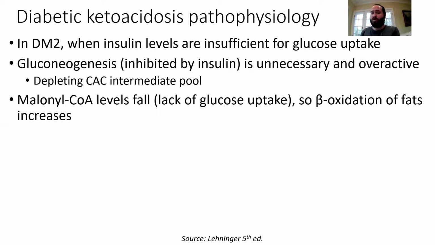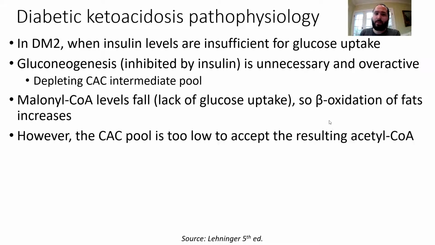But because we're not having enough glucose uptake, the cell is not instructed to make fatty acids, there are low levels of malonyl-CoA, and beta oxidation of fats increases. This is helpful for the cell because the cell isn't getting a lot of glucose, so it's going to start to do beta oxidation. But the problem is the acetyl-CoA that we get from this beta oxidation doesn't have receiving molecules. It doesn't have enough oxaloacetate to combine with and enter the citric acid cycle, because we've depleted our citric acid cycle with all this gluconeogenesis.